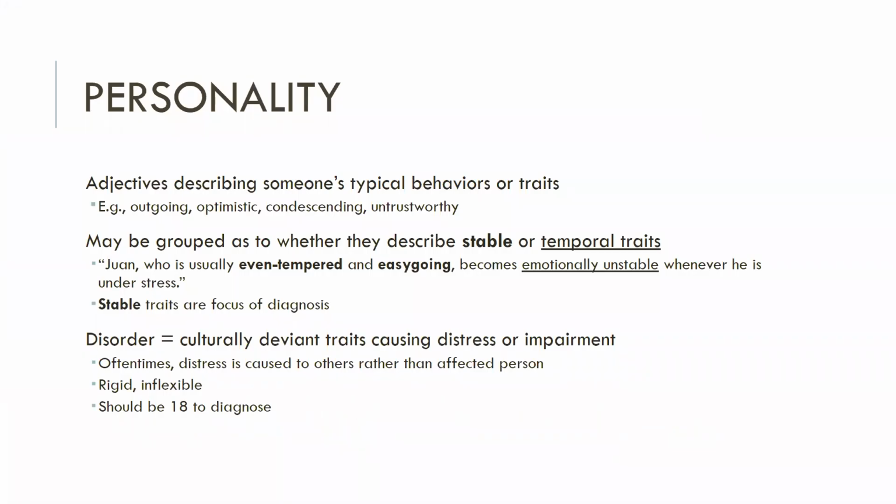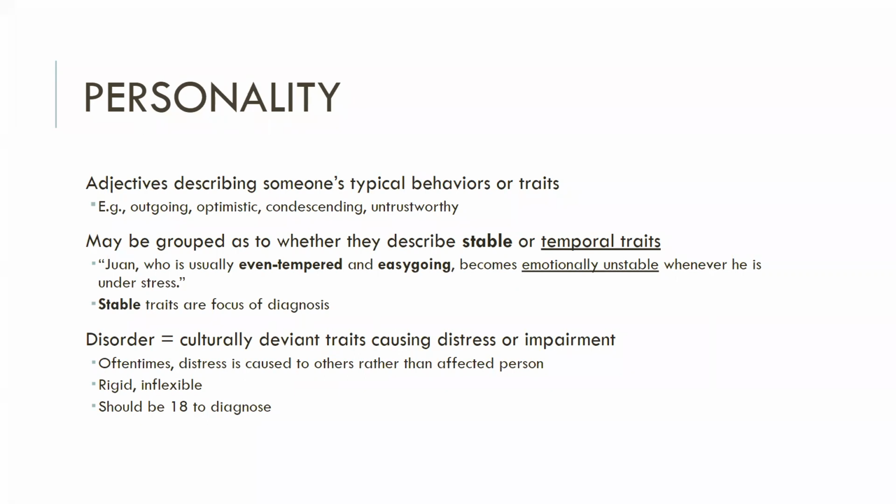So today we are talking about personality disorders. Before we get into what the disordered version of this is, let's take a minute and talk about what personality is. In a nutshell, personality is an assortment of adjectives that are used to describe someone's typical behaviors or traits. For example, you might describe someone as being outgoing, optimistic, condescending, or untrustworthy.